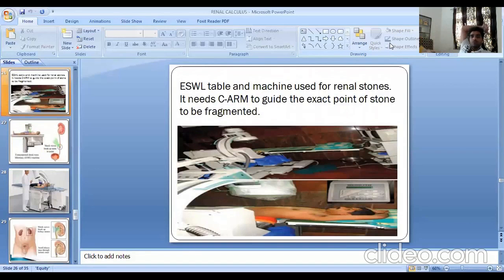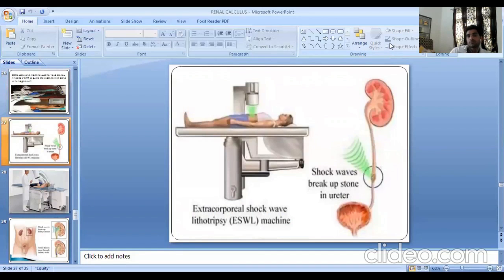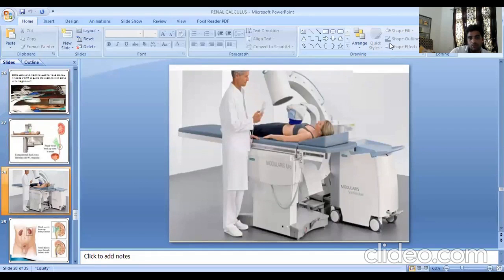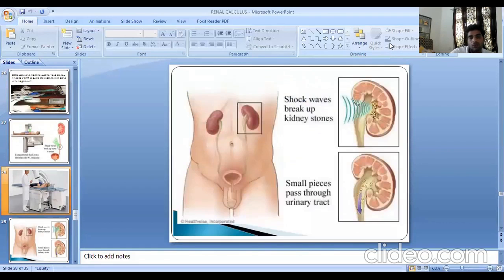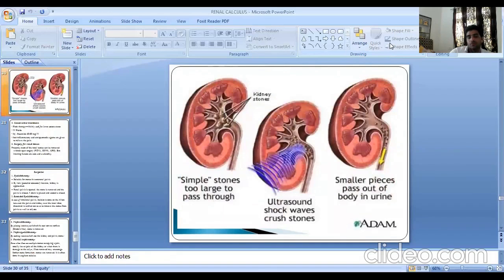ESWL table or machines used for renal stones. It needs C-arm to guide the exact point of stone to be fragmented. In this picture you can see ESWL machines, and this is the same ESWL machine. Shock waves break up kidney stones. Small pieces pass through the urinary tract, while stones too large cannot pass through.